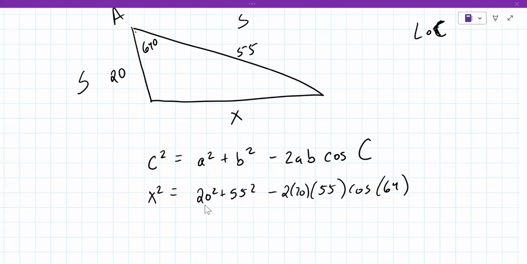Although these numbers are attached to the cosine, it's like you have a number times cosine that you're subtracting. Like I would just put this all in. That would probably be an easier way to do it.